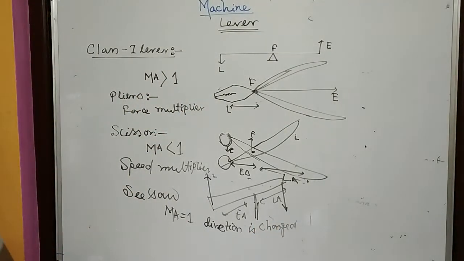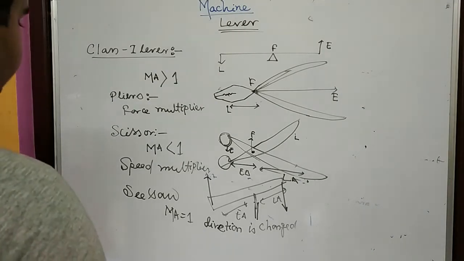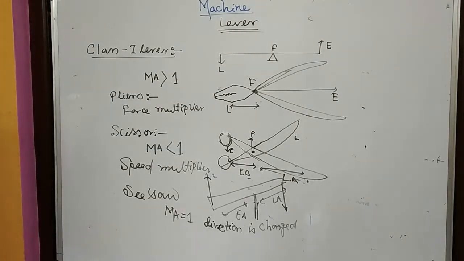So 3 purposes can be served by a class 1 lever. When mechanical advantage is greater than 1, it is used as a force multiplier. When mechanical advantage is less than 1, it is used as a speed multiplier, as in the case of a scissor. And if mechanical advantage is equal to 1, then it is used to change the direction of application of force. Apart from this, it is used in many places, such as the crowbar and claw hammer. Everywhere the principle of class 1 lever is used.